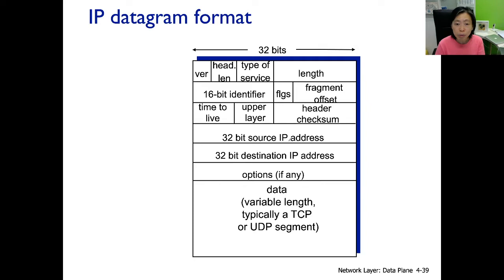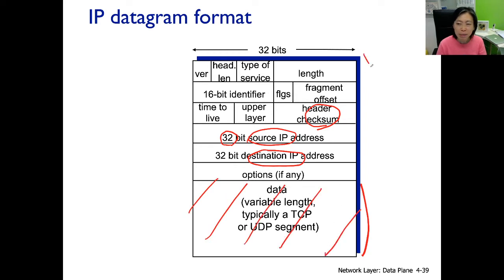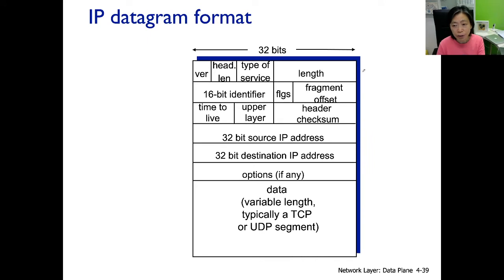Now the two most important fields are the source IP address and the destination IP address, each 32 bits long. Second, the header checksum. The reason this is important is that we had the TCP or UDP checksum that ensures the integrity of that part of the packet. What about the header part of the packet? We needed a checksum here to ensure the header also has no bit errors.